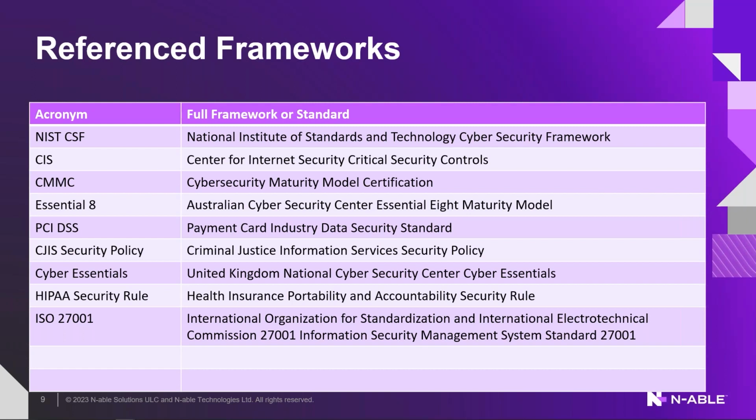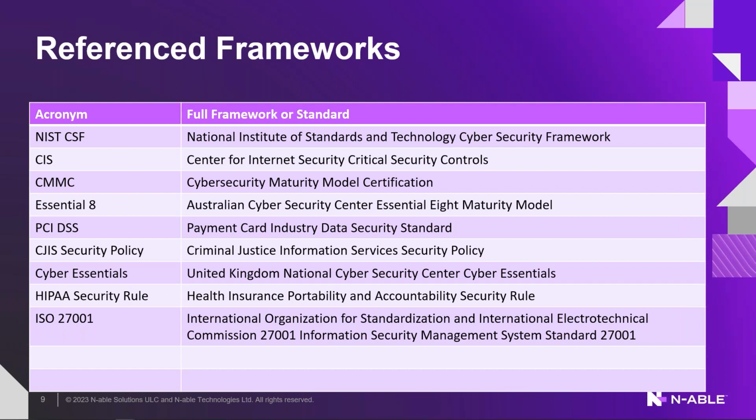CJIS security policy. So CJIS is the Criminal Justice Information Services security policy. So this is going to be the guidelines and frameworks that municipal police departments and sheriff departments have to follow. Cyber Essentials is from the United Kingdom. That's their National Cyber Security Centre's Cyber Essentials. And then Cyber Essentials Plus, which is their accreditation or assessment of it.